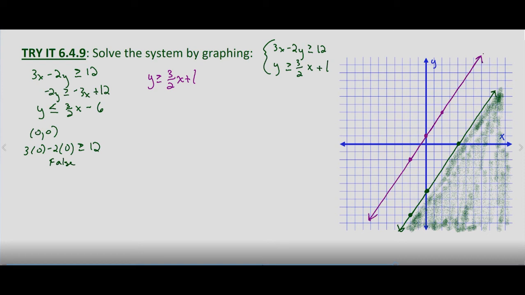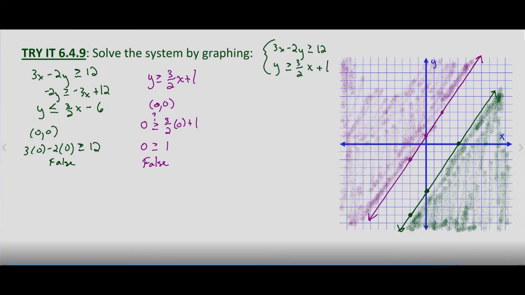And once again, we will test the point 0, 0. So at 0, 0, we have is 0 greater than or equal to 3/2 times 0 plus 1. So is 0 greater than or equal to 1? That is false. So we know we shade on the opposite side of the line as 0, 0. So over here on the left.